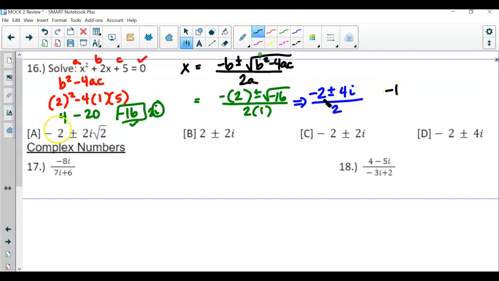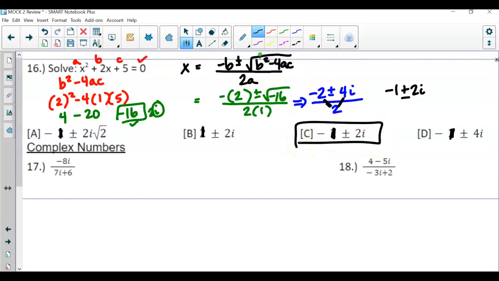Oh, I just realized the typo. Sorry, guys. They were all supposed to say negative 1 here. 1, negative 1, and negative 1. And then plus or minus 4 divided by 2, which is 2i. So negative 1 plus or minus 2i. So that's why here the answer is C.